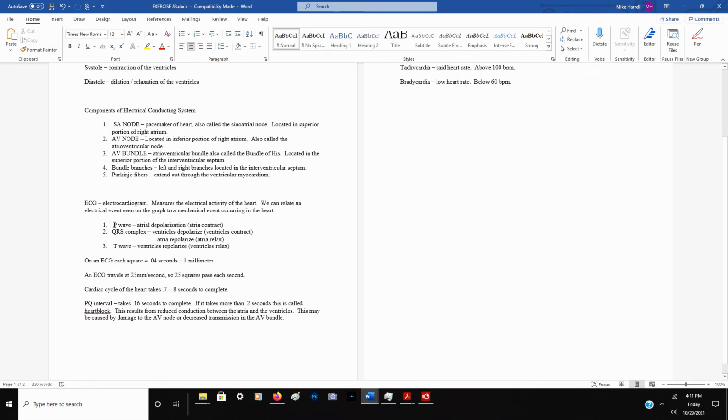And as we said, this P wave should take up about 4 squares. 4 times 0.04 would be 0.16 seconds. The QRS complex should take up 2 to 2.5 squares. That's about 0.08 to 0.10 seconds. And the T wave should take up about 7 squares, or about 0.28 seconds.